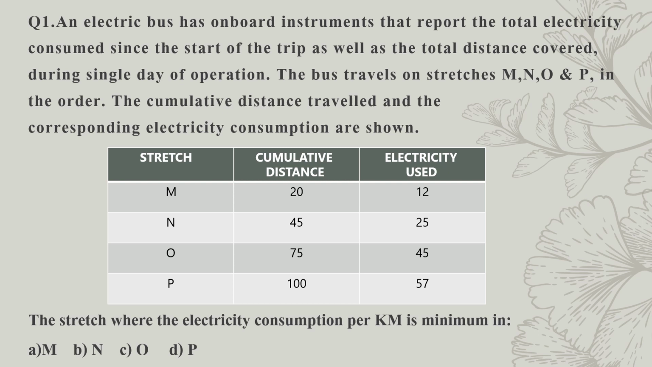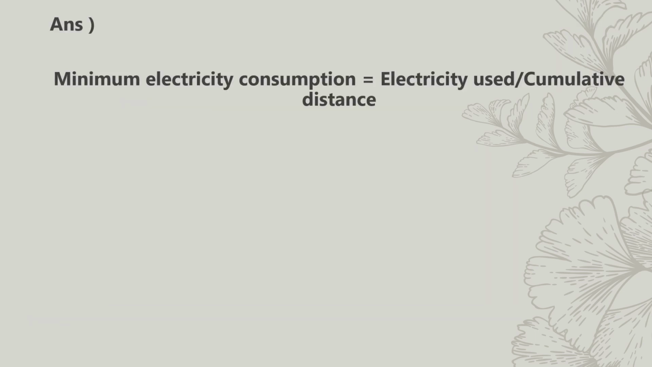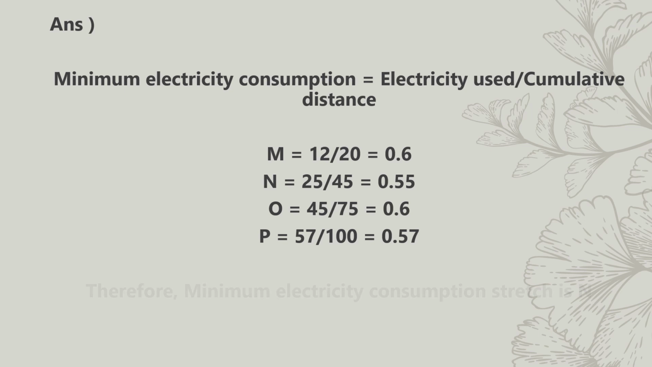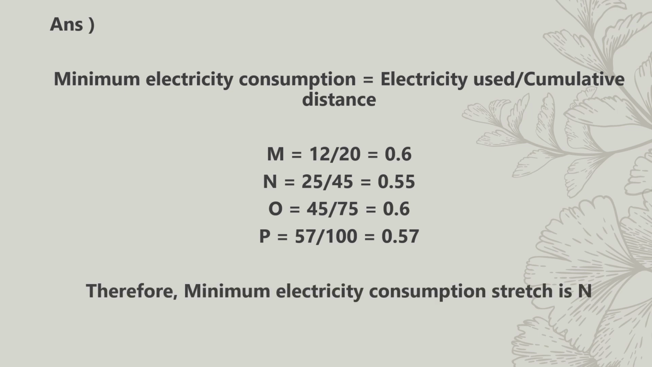So we need to calculate which stretch has consumed minimum electricity. Going to the answer, we need to find the electricity consumption for each stretch. Electricity consumption is equal to electricity used divided by cumulative distance. The electricity used and cumulative distance are given in the question already. By calculating each stretch's electricity consumption, we find that the stretch N has minimum electricity consumption. So the answer is option B, N. Moving on to the next question.